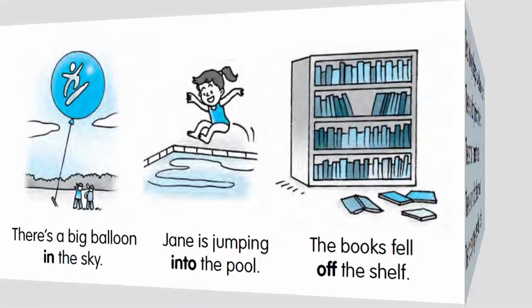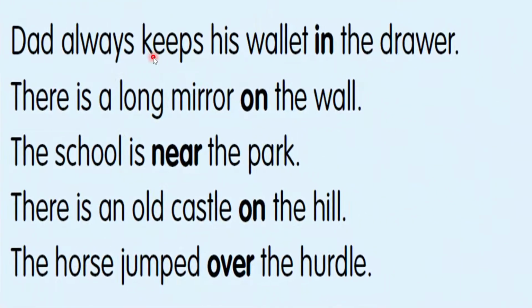Let's learn deeply. Here are more sentences. Dad always keeps his wallet in the drawer. So, in is the preposition here. There is a long mirror on the wall. On is the preposition in this sentence. The school is near the park. Near is the preposition in this sentence. There is an old castle on the hill. On is the preposition in this sentence. The horse jumped over the hurdle.